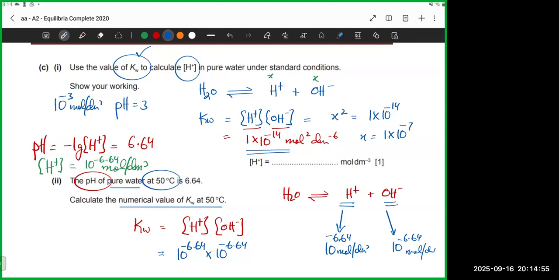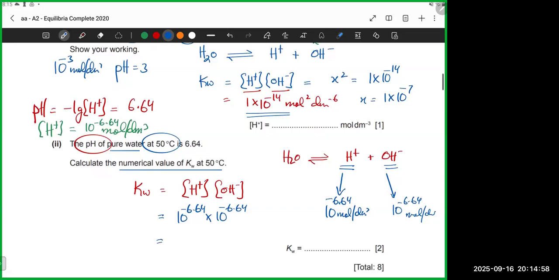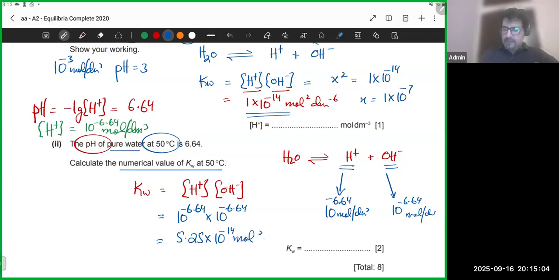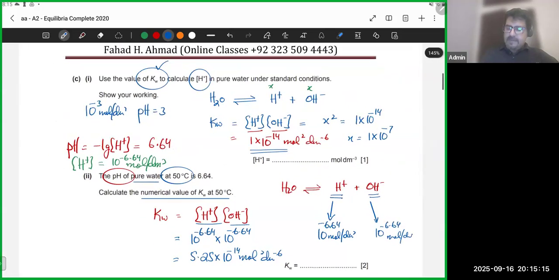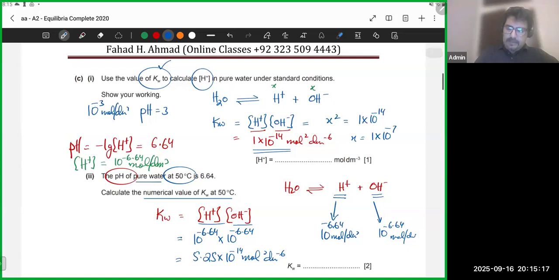5.25 times 10 to the power minus 14, with units mole squared dm minus 6. You get concentration times concentration. So anyways, what has happened is, under normal conditions, the Kw had a very specific value, which was 1 times 10 to the power minus 14.